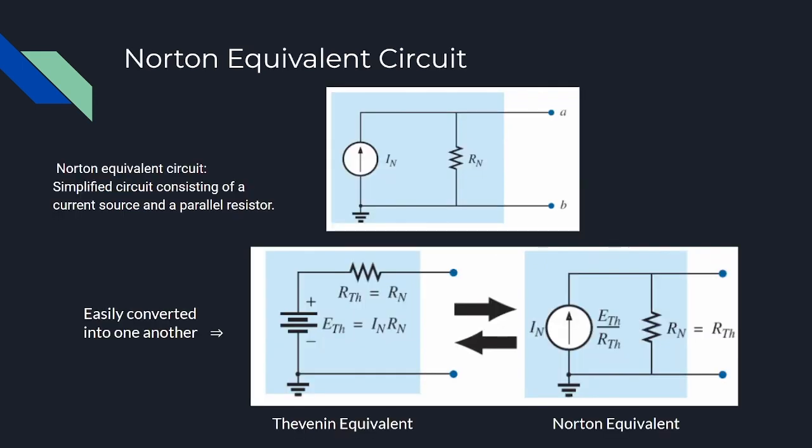As an additional note, a Norton equivalent circuit is similar to that of a Thevenin equivalent circuit, defined as a simplified circuit, however, instead consisting of a current source and parallel resistor.